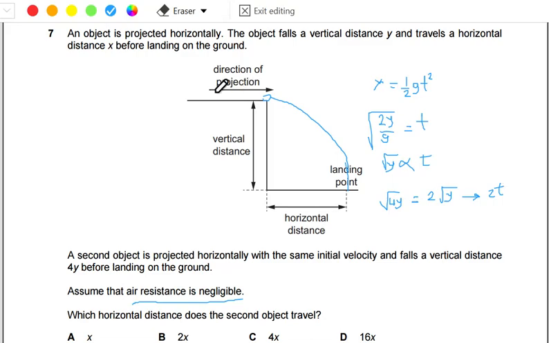Motion in horizontal direction with no air resistance means that there is no force applied. So initial horizontal velocity will be constant. So for either the first object or the second object, we have constant horizontal velocity of same value, and we have just the time doubled, so the horizontal distance will be doubled. So instead of x, it is 2x.